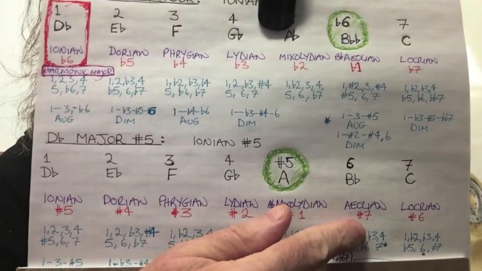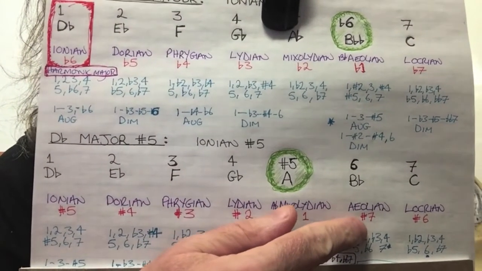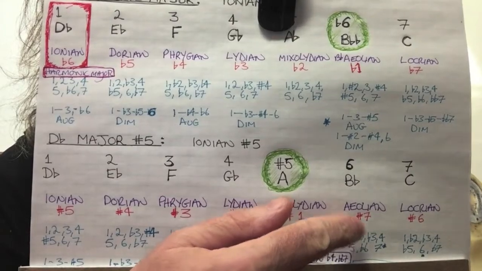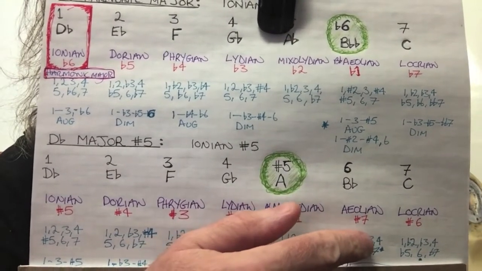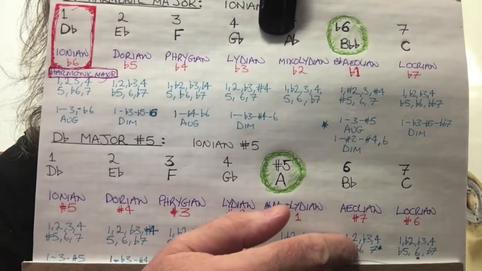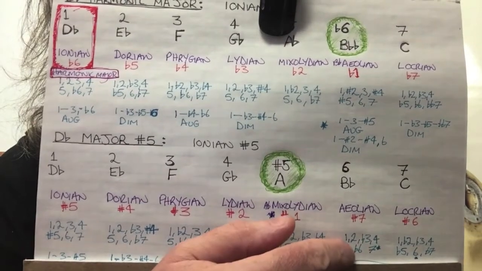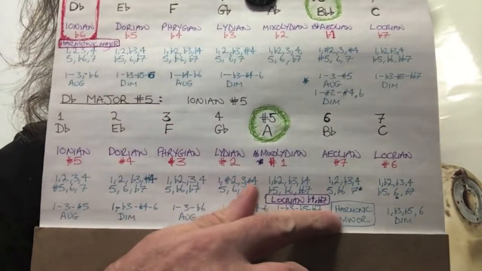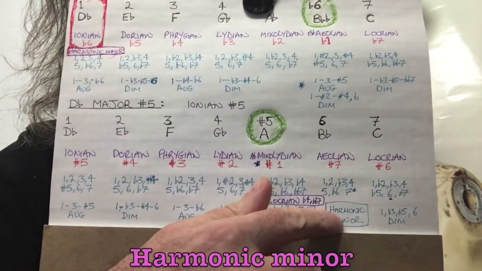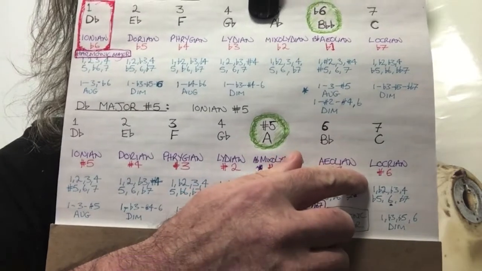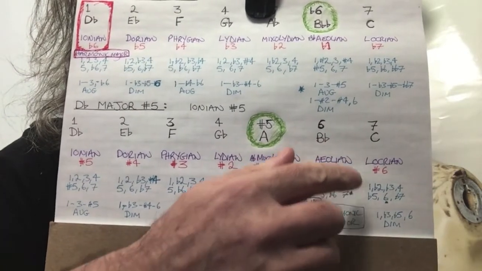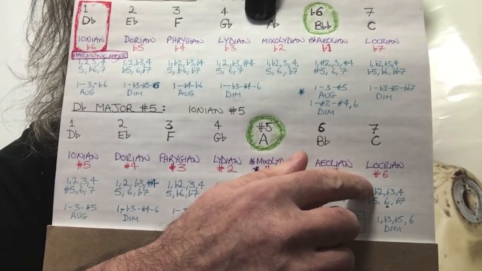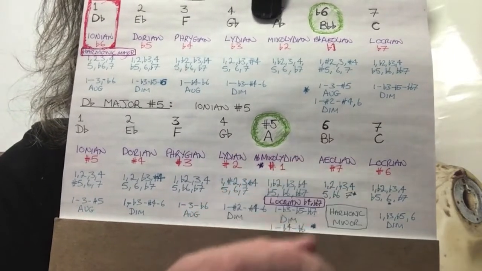Okay, so the Aeolian, we know the Aeolian usually has a flat 7. This time we've got a raised 7, so we've got a 1, a 2, a flat 3, a 4, a 5, a flat 6 and a major 7. When you get a flat 6 and a major 7, you've actually got the harmonic minor scale right there. And lastly, we've got the Locrian with a sharp 6. Basically, Locrian usually starts off with a flat 6. All you're doing is putting a major 6 into there.